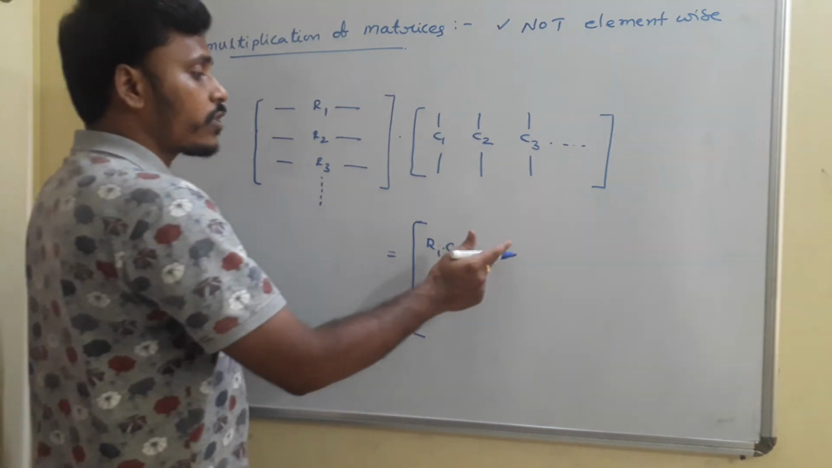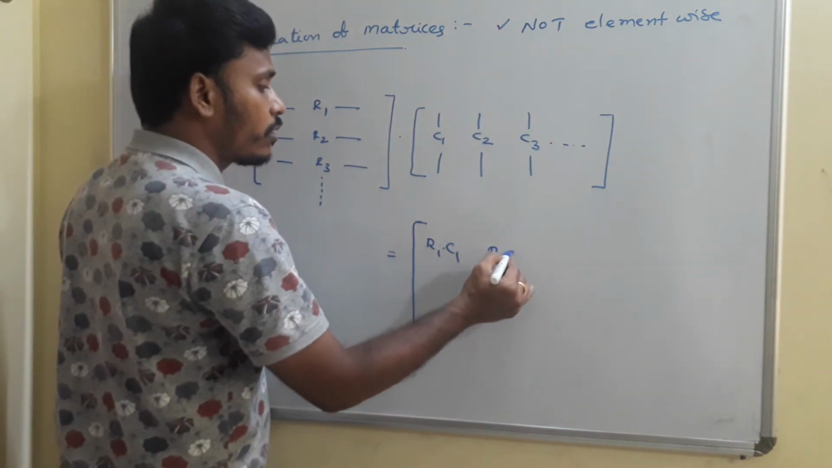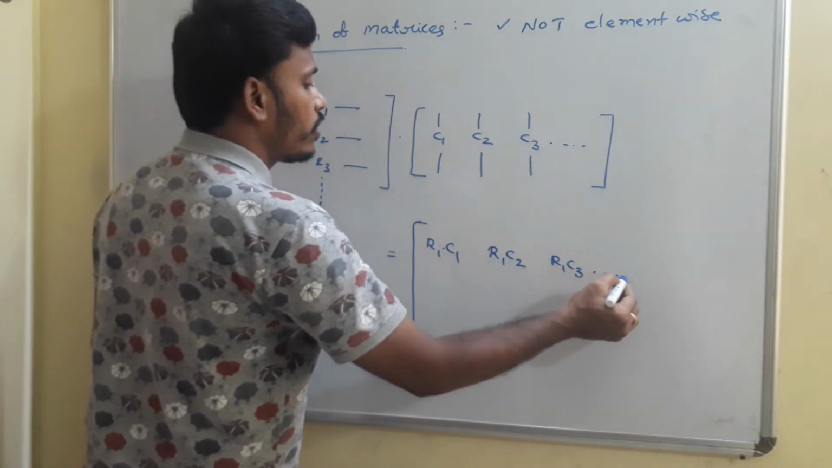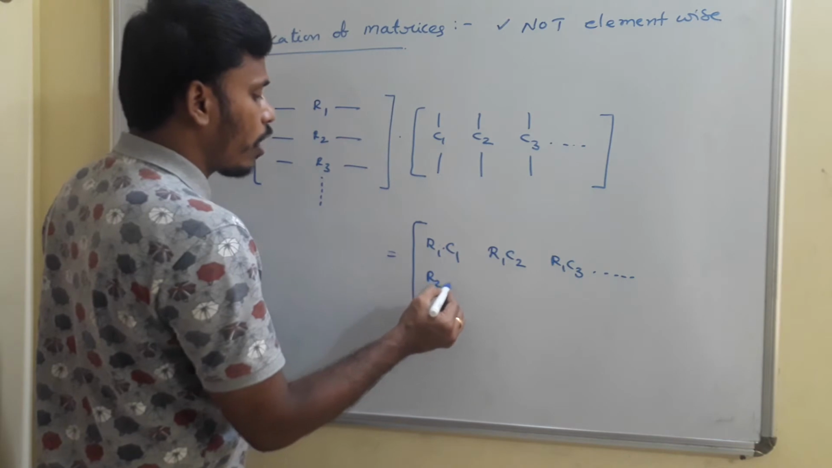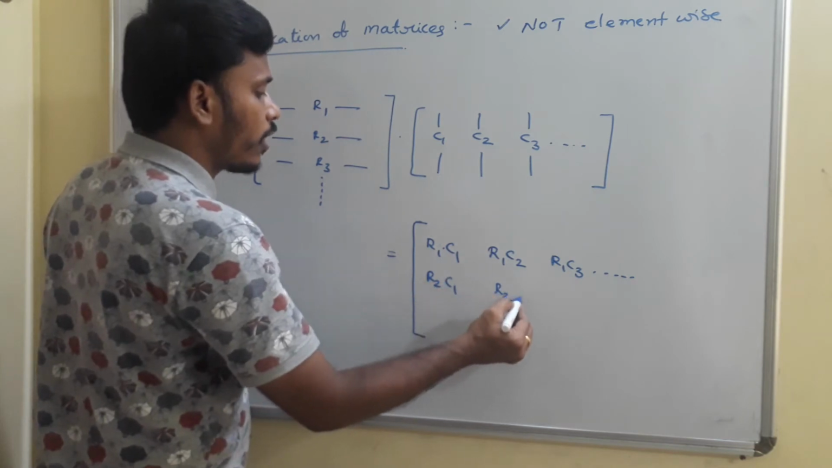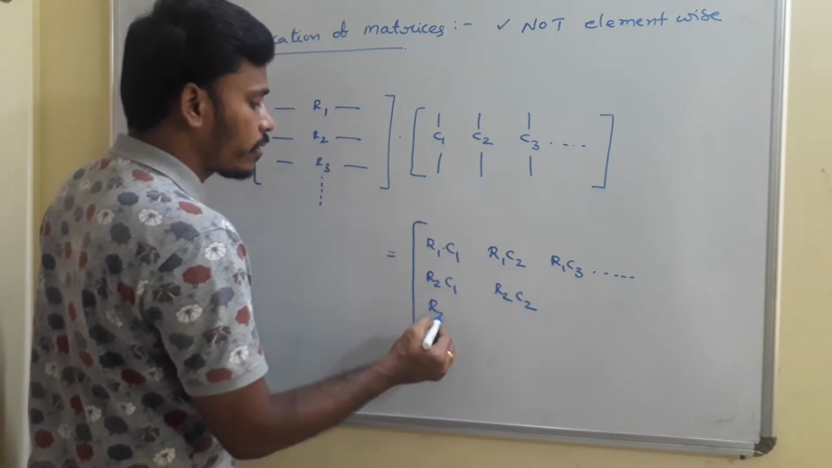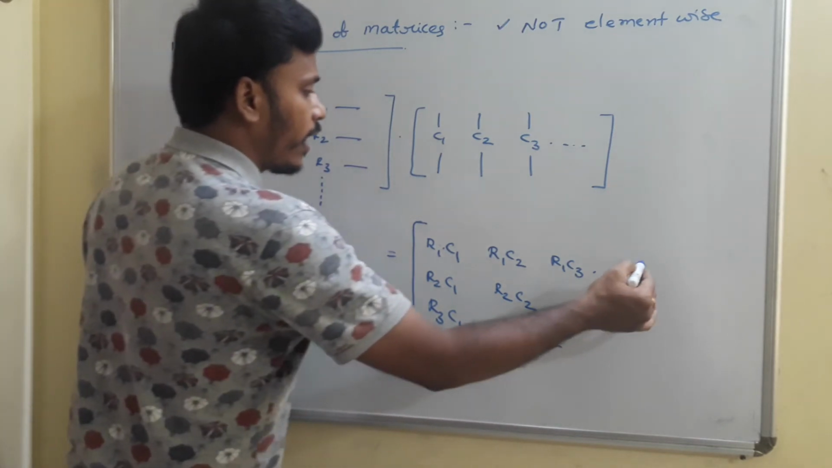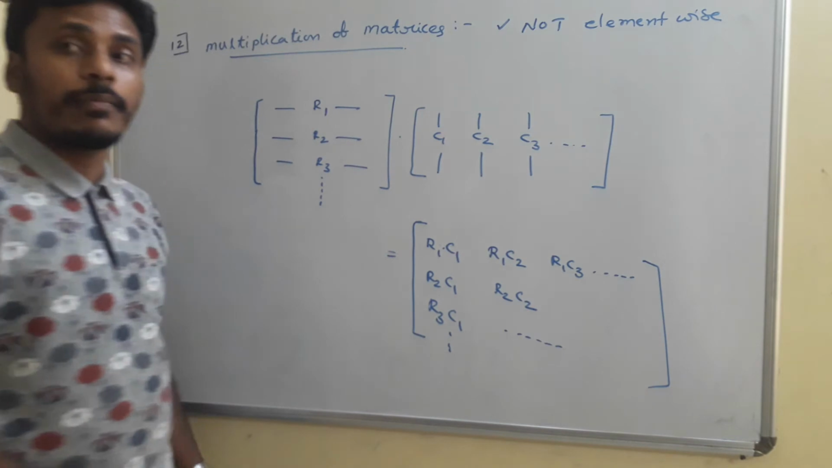Okay, and this is first row and second column position. This is R1 C2. First row and third column, R1 C3. And this is second row and first column. This is second row and second column. This is third row and first column, and like that it continues. Again, I will give you some examples to clarify.